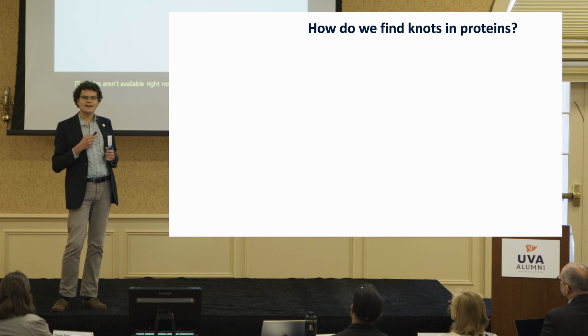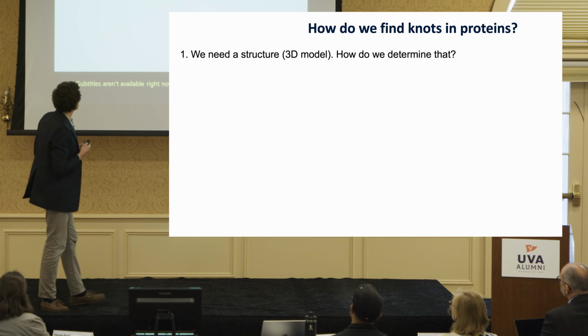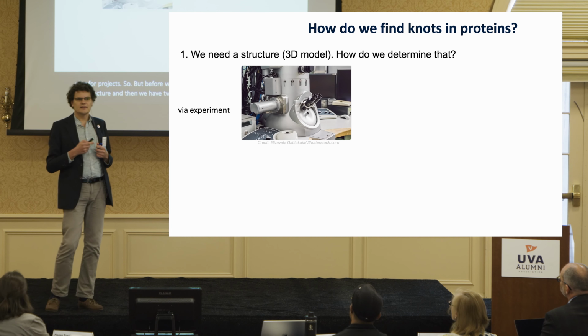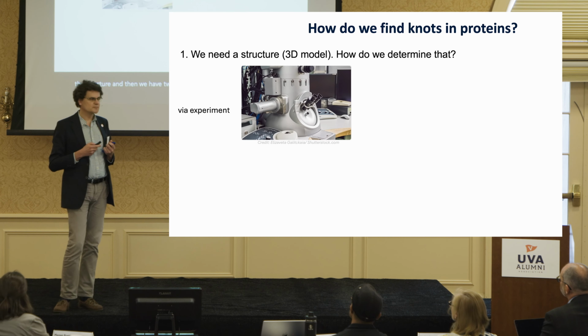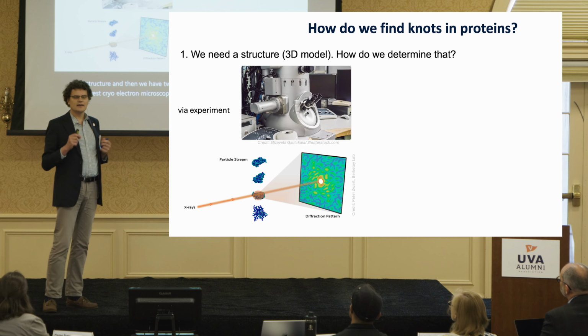But before we can find them, we have to find the structure. And for that we have two possibilities. One is via experiments, using the latest cryo-electron microscopy, or a more traditional approach where we point X-rays at a protein's crystal and then observe the diffraction image. This method is very accurate, but it's very costly.